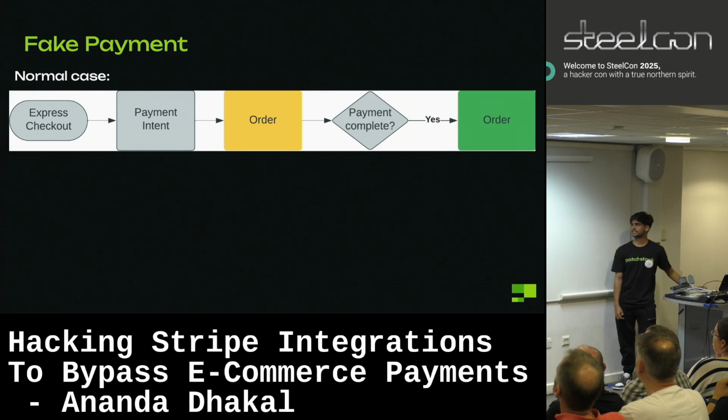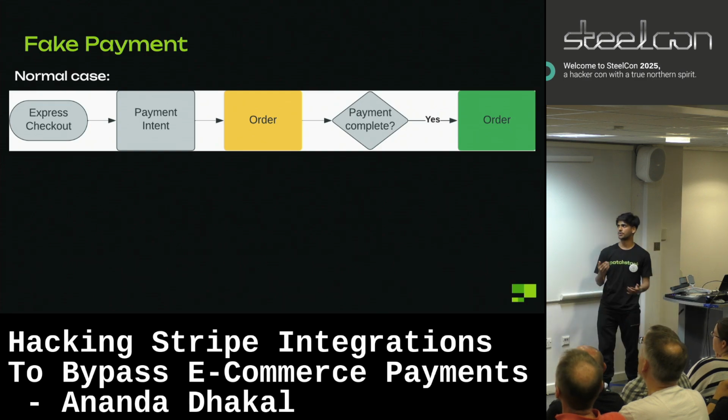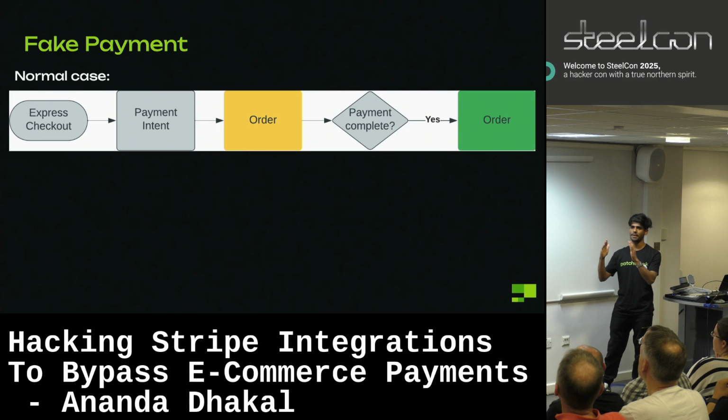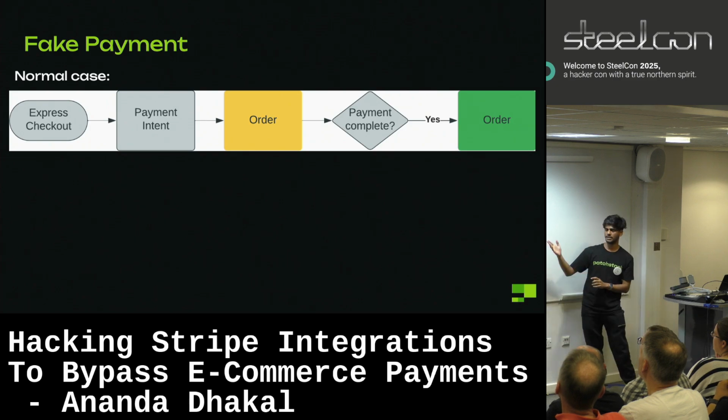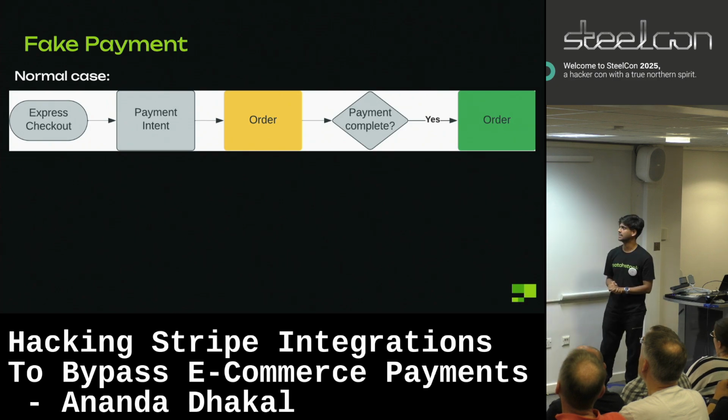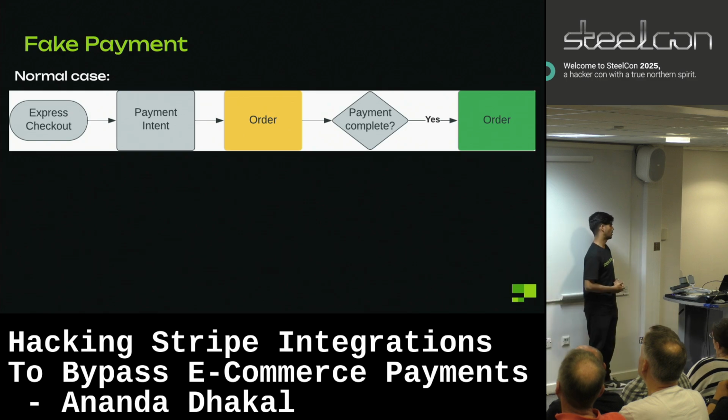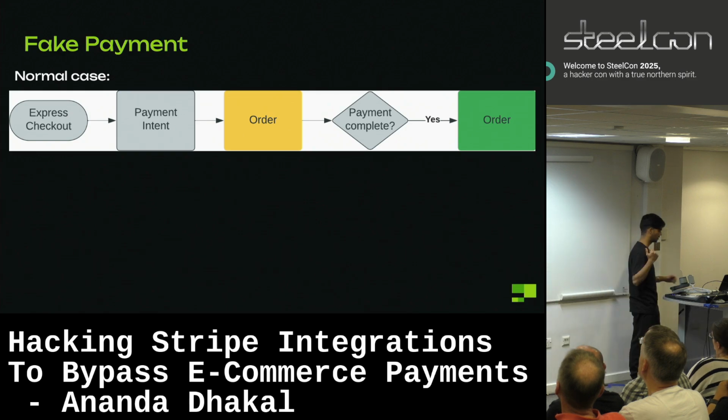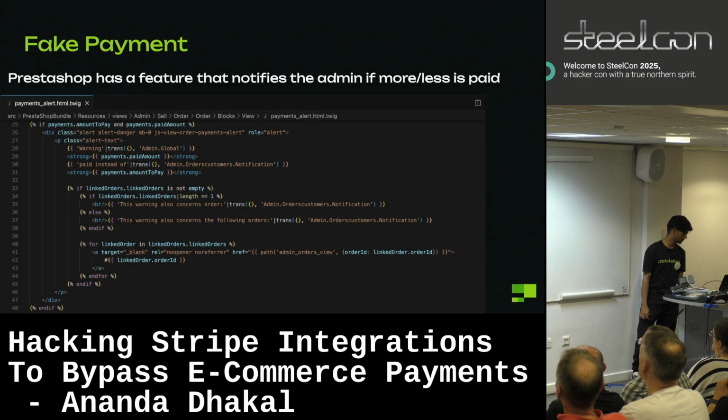So this is what the normal flow looks like. You create an express checkout, and a payment intent is created, and an order as well, and unless the payment is completed, you don't get that green signal for the order. So unless we get to that point, it's kind of pointless.